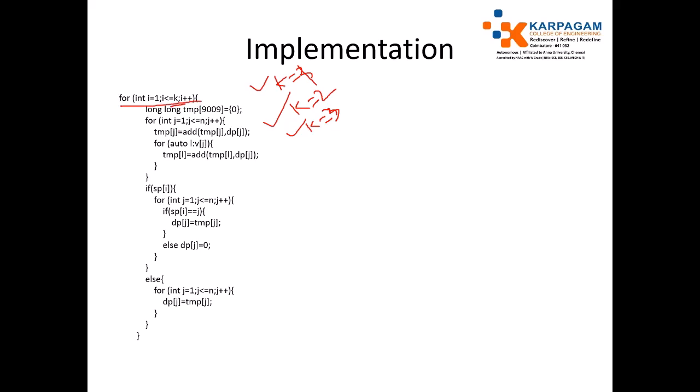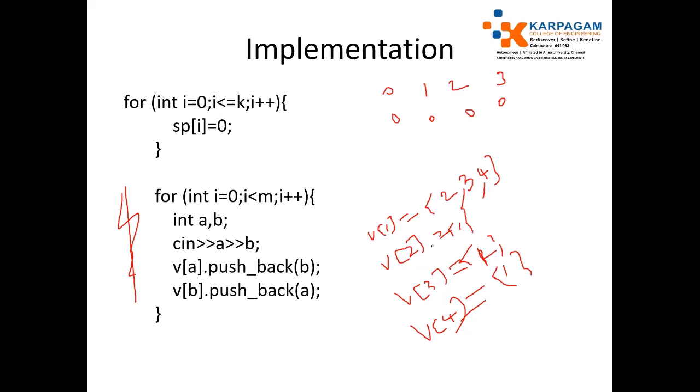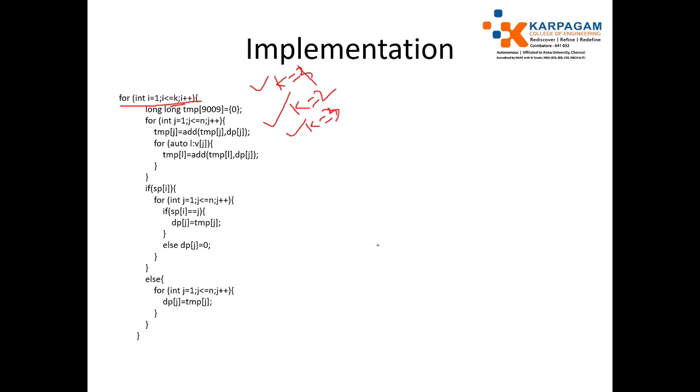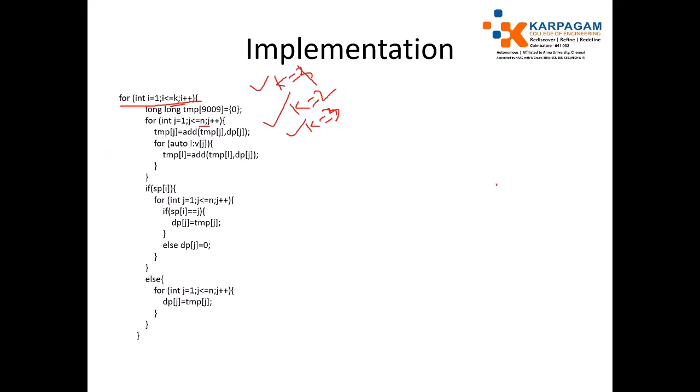Inside the loop, we need to explore the edge details. The edge details are available in this array. First you have to take V of 1. That is why I use j equal to 1, j less than or equal to n, j plus plus, where n is the number of vertices. First take the first vertex's edge information: V1 is connected with 2, 3, 4. Just explore it. Temp of j is initially 0, so adding dp of j, which is already 1, in temp of j we record 1.